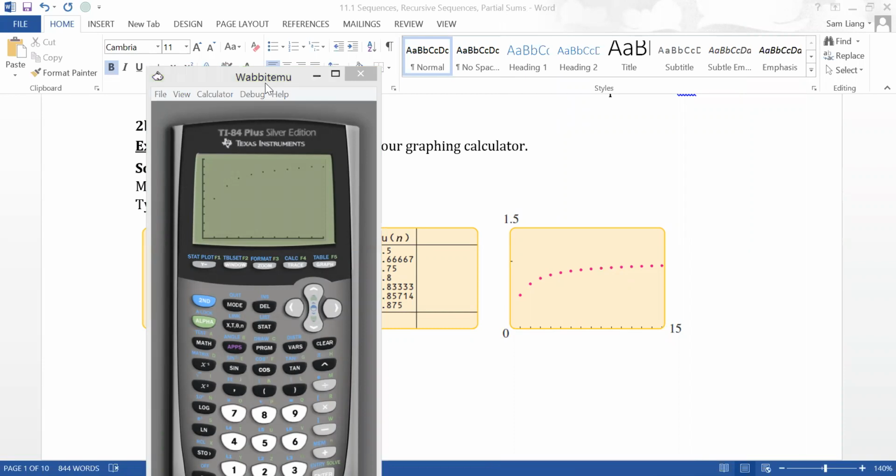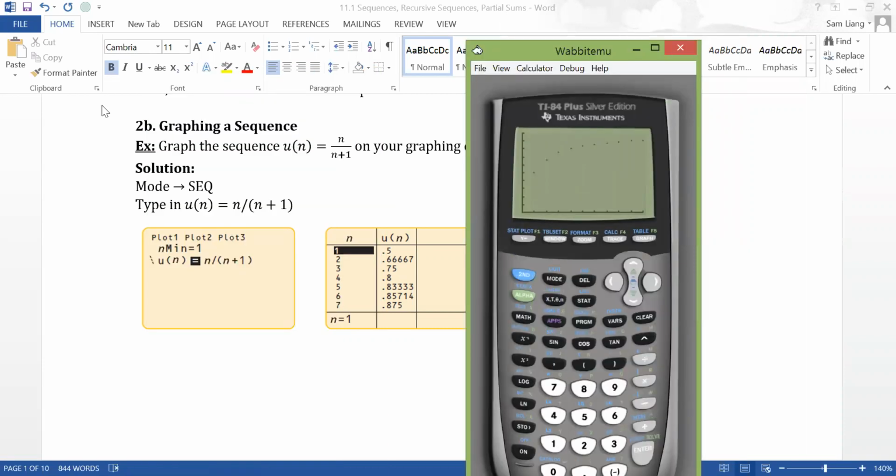Oh, Leo, can you ask your question aloud? Where do you find n? Oh, n, yes. So n is going to be right here, right? These four variables here, x, t, theta, and n, just depend on which mode we're in, right? So function, parametric, polar, or sequence. So you just press this button and then you get n.